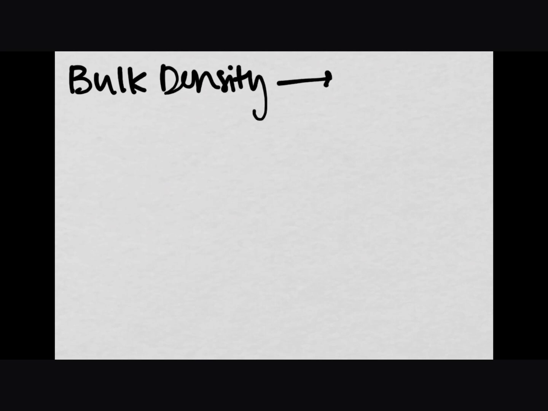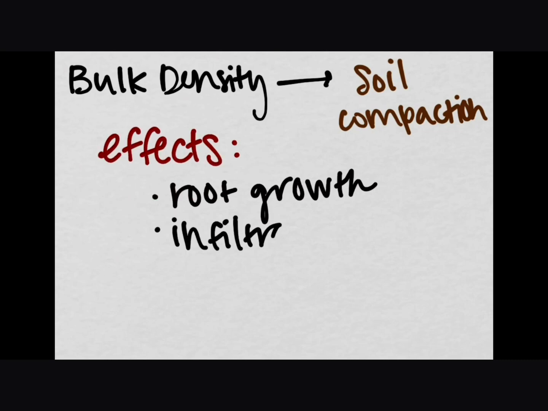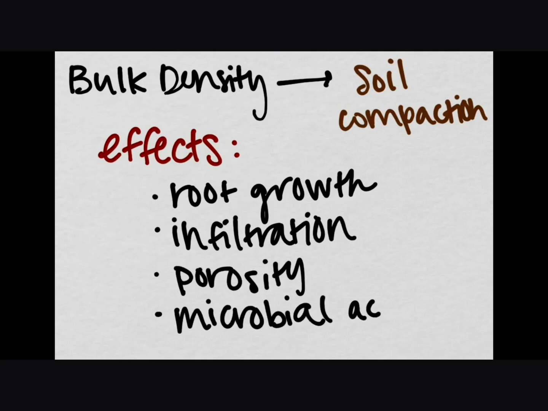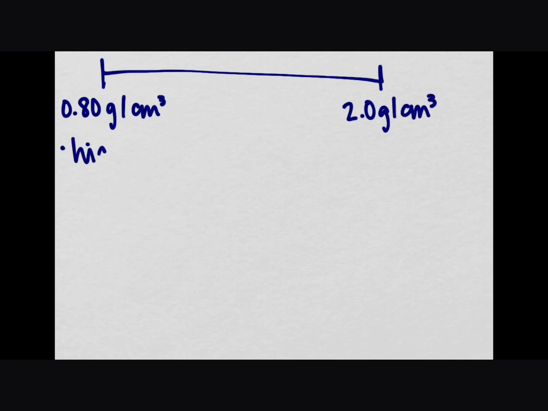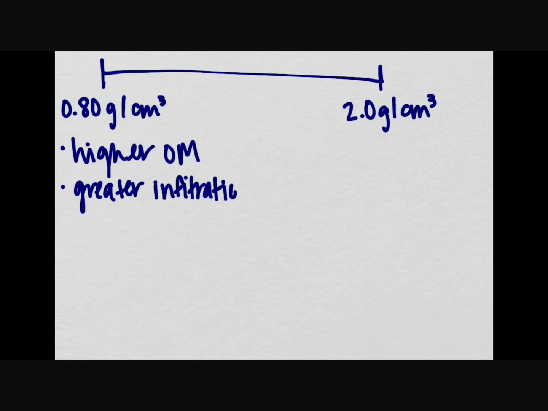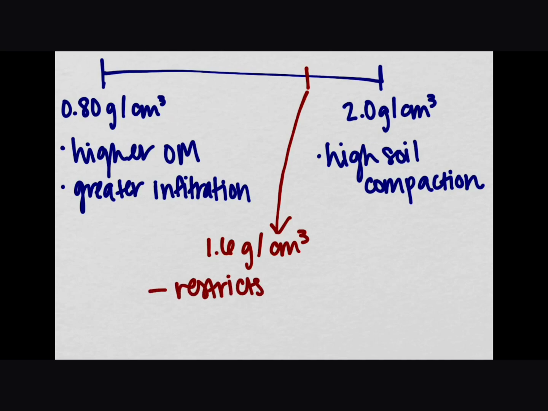Great, so now we have our bulk density value, but what does it mean? Bulk density is an indicator of soil compaction and has direct effects on root growth, infiltration, porosity, and even microbial activity. The general range of bulk density for mineral soils is anywhere from 0.8 to 2.0 grams per centimeter cubed, in which the soils falling at the lower end of the range, while not always, generally have a higher amount of organic matter and greater water infiltration, while soils at the higher end are known for being very compacted. In general, soils with bulk densities higher than 1.6 grams per centimeter cubed will restrict root growth and potentially hinder plant productivity.